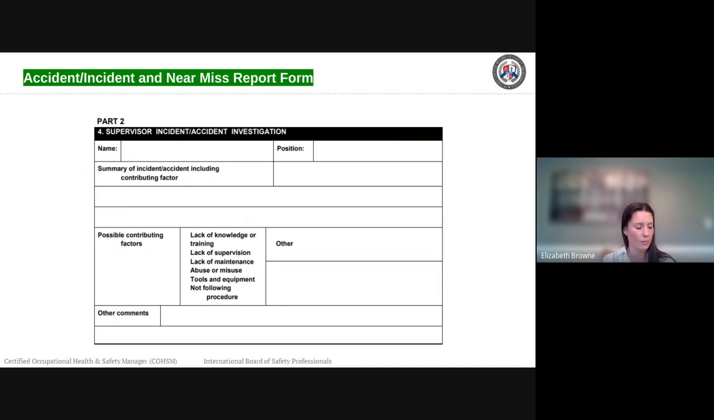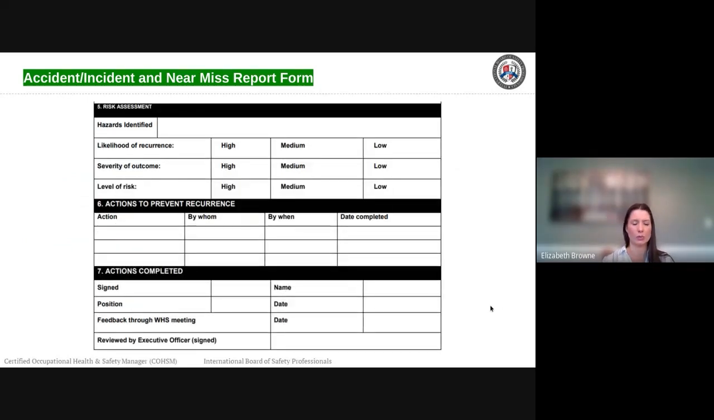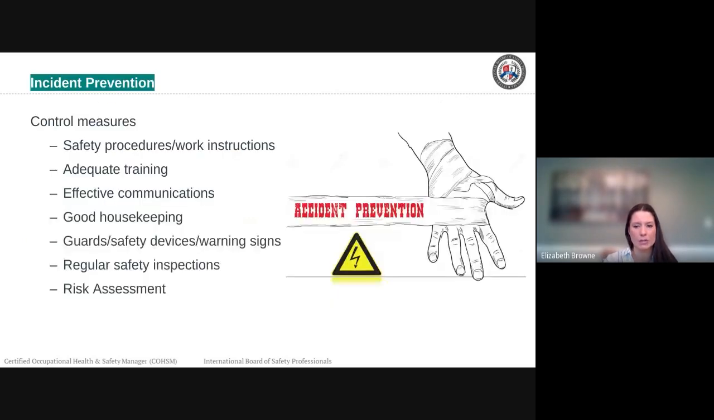Involving the supervisor and getting their input on the incident or accident, what were the possible contributing factors. And we're ultimately trying to seek out what is the root cause of the accident so that we can then implement controls so that the accident or incident or near miss does not occur in the future. And as a part of this investigation, some of these forms might also include conducting a limited risk assessment just on the task that had occurred. And then, of course, suggesting actions to prevent recurrence, and then ultimately, implementing those suggestions.